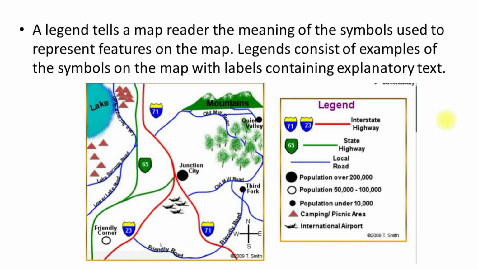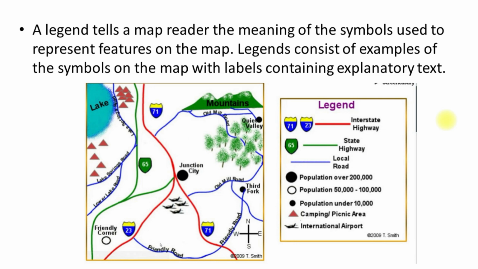The last topic is legend. A legend tells a map reader the meaning of the symbols used to represent features on the map. Legends consist of examples of the symbols on the map with labels containing explanatory text. For instance, on the left side you can see the map of a certain area which has mountains, lakes, the city, junction city, roads, etc. And on the right side we can see what each symbol represents.